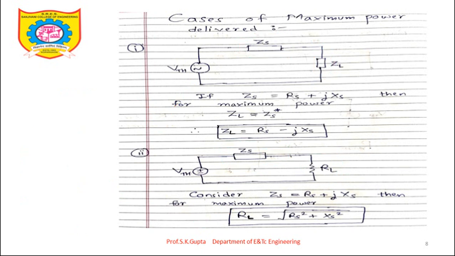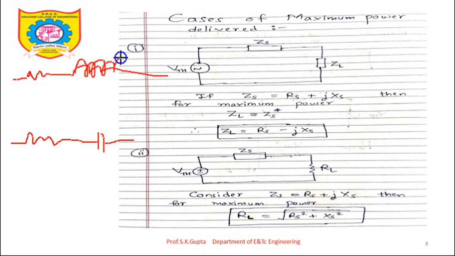Now one more case: suppose ZS is a combination of resistor and inductor, then your ZL must be resistor and capacitor. Or if your ZS is resistor in series with capacitor, then your ZL must be resistor in series with inductor.